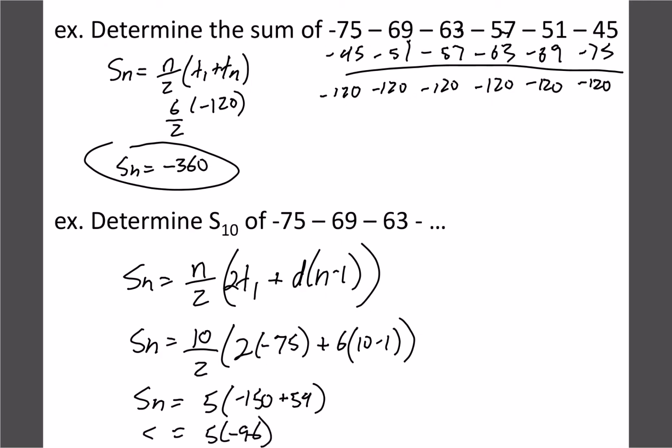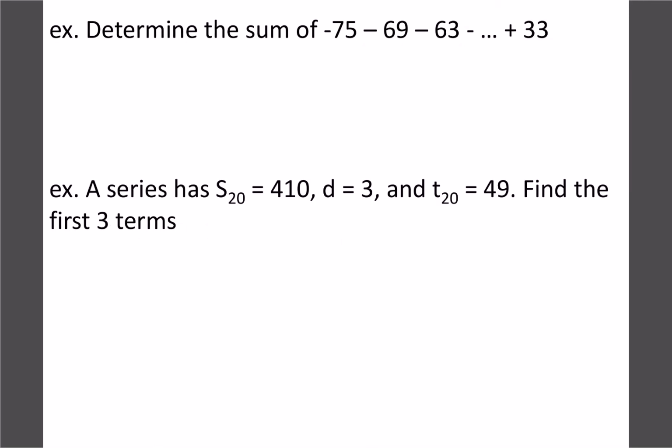And times that by 5 gives us negative 480. Okay, so if we actually do all 10 terms, we'd get negative 480. So you can see the first 6 terms was negative 360. Now 10 terms gives us negative 480. So the two formulas are pretty simple. You just have to work with it.